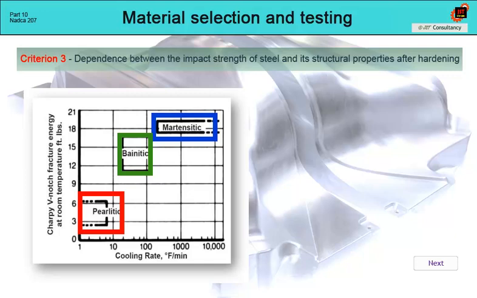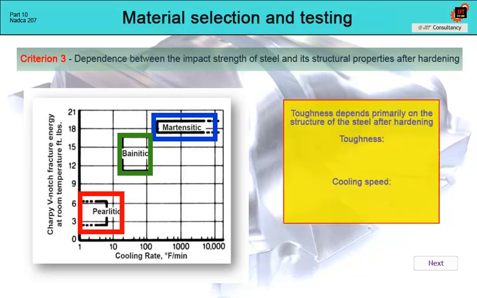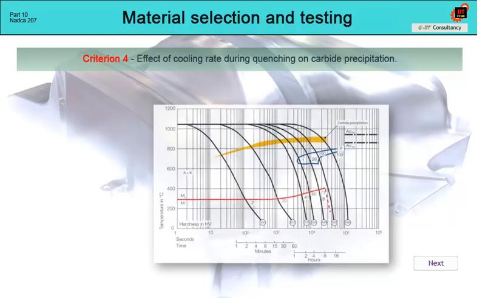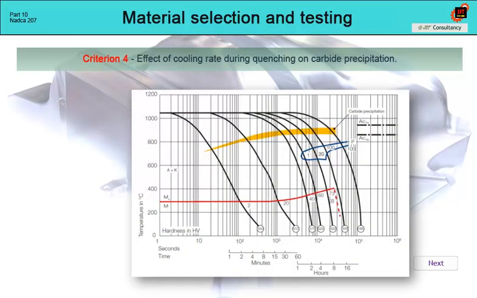The resulting impact strength will therefore be highest for a fully martensitic structure, lower for a structure with bainite, and lowest if perlite is also present in the structure. If we compare the values of the impact test for martensite and for perlite, deterioration can occur up to 5 times. The fourth criterion will be the cooling rate during quenching.